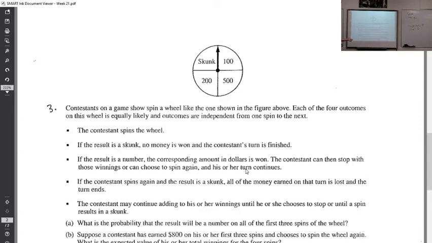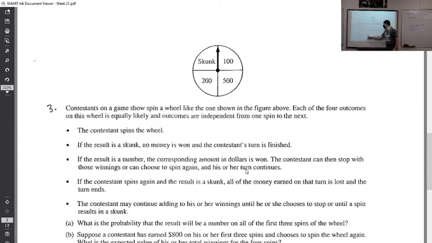And we have a lovely game show here where we are going to spin a wheel. And if the result is a skunk, no money is won on the contestant's turn. It's finished. That bankrupts you. If we get a number, then we win that amount of money. And we get a chance to spin again. So we are deciding whether we want to keep going and try out our luck, or whether we want to stop with the money that we have. Because if they spin again and the result is a skunk, then all the money is gone and the turn ends.